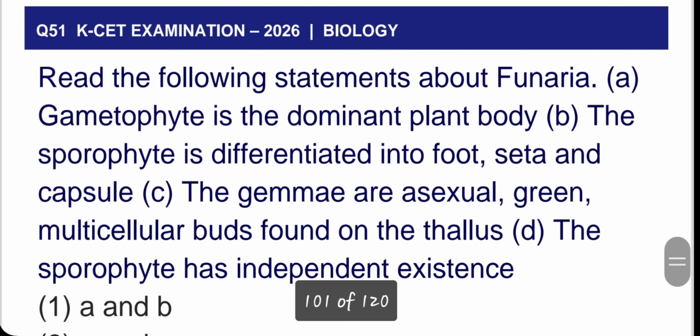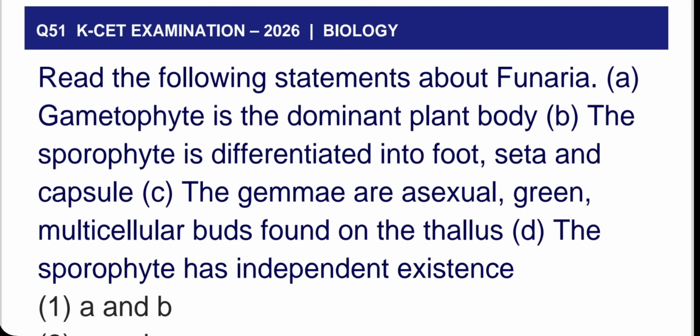Read the following statements about Funaria. Funaria is a bryophyte. Gametophyte is the dominant plant body. Yes, correct. Sporophyte is differentiated into foot, seta and capsule. Correct. Gemmae are asexual green multicellular buds found on the thallus. The sporophyte has an independent existence is the incorrect statement.